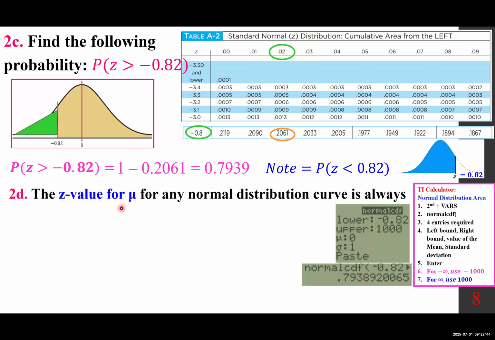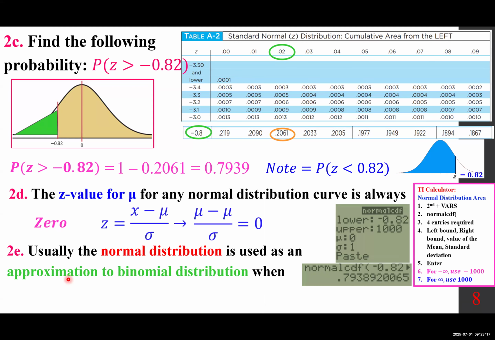The z value for mu for any normal distribution is always 0. Why is that? The formula indicates z is x minus mu over sigma. So if the x value is mu, we get 0. Again, the meaning is the z-score of 0 means the value is identical to the average for the data. That's the meaning of it.